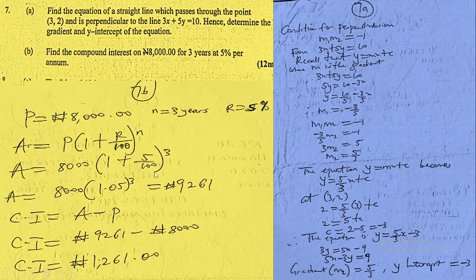Then since we know the amount, we can now find the compound interest. Compound interest will be amount minus the principal, which is 8,000. So that will give us 1,261 naira 0 kobo as the compound interest on 8,000 naira for 3 years at 5% rate per annum. So that is the solution for question number 7, pardon me. And the total mark there also is 12 marks.